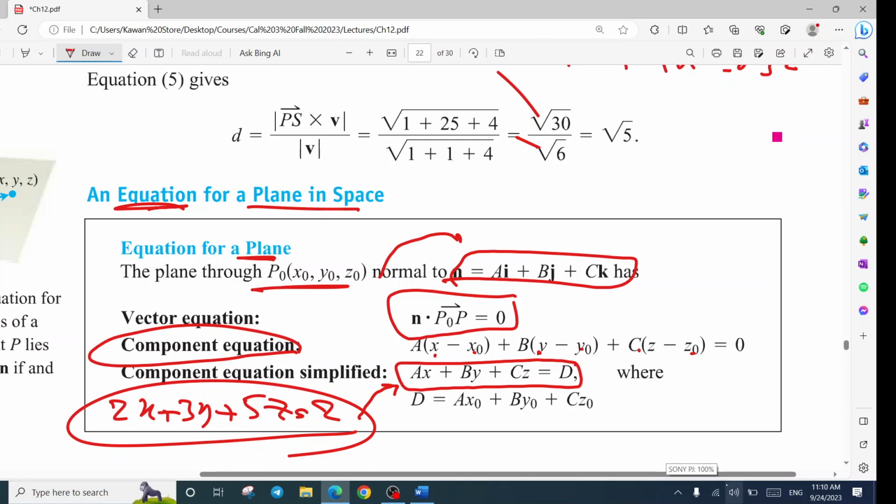Let me remind you, these are points. Those are variables. So the equation of a plane should have at least 3 variables.